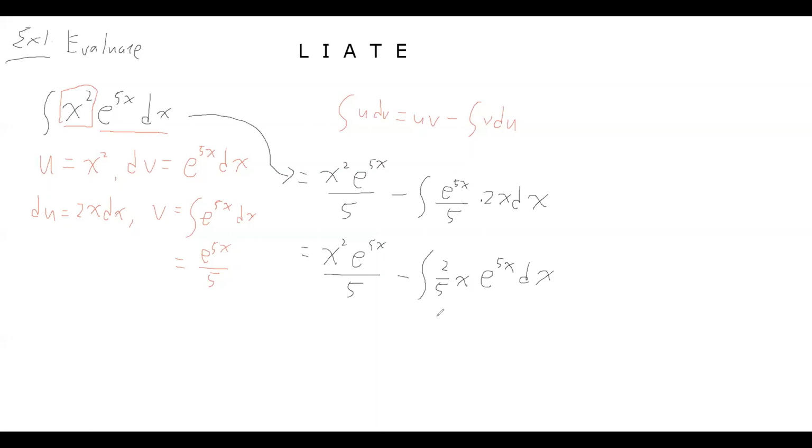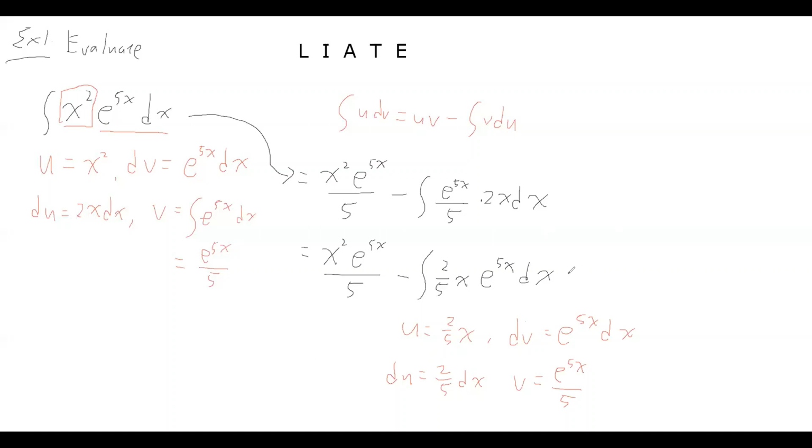Okay. So we're going to let u be 2/5 x, and dv be e to the 5x dx. Right? And then it's the same process over again. This is our new u dv. All right, so du is 2/5 dx, and then we have to integrate this. So v is again e to the 5x over 5. Okay.